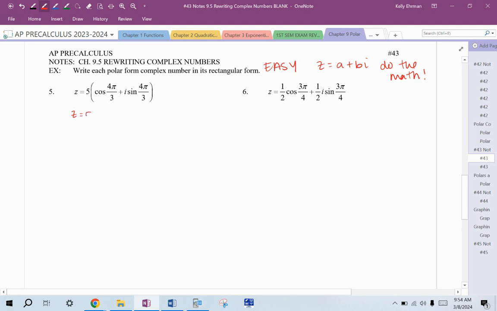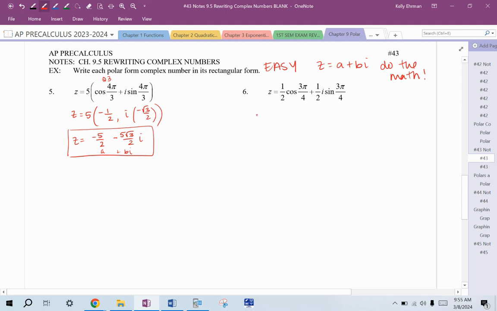So what is the cosine of 4 pi over 3? Cosine of pi over 3 is 1/2. 4 pi over 3 is in quadrant 3, so negative 1/2. What is the sine of 4 pi over 3? The sine of 4 pi over 3 is equal to negative radical 3 over 2. And then distribute the 5 through. So 5 times negative 1/2 is negative 5/2. 5 times negative radical 3 over 2 will be minus 5 radical 3 over 2 times i. Here is the rectangular form where we can clearly see what a plus bi is actually equal to.